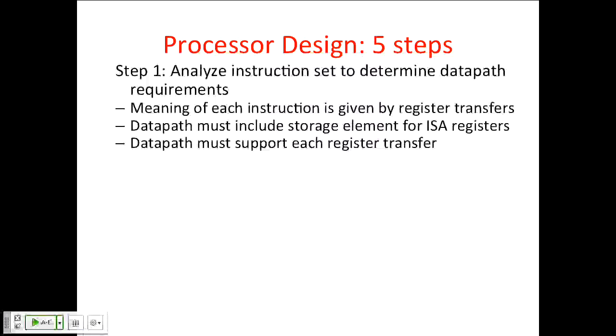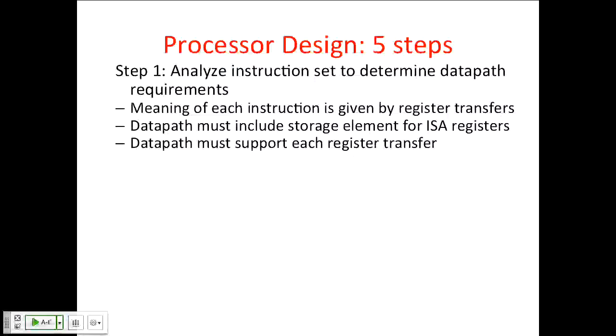So processor design. When you're building a processor, you kind of go through these steps. You look at the instruction set to figure out what hardware do I need to support this instruction set. So what's the meaning of each instruction? I want to break it down into register transfers. If your ISA says I have 3,000 registers, you're going to have to build some hardware that holds those 3,000 register values, right? In MIPS, you have 32 registers you have to worry about. You're going to need some hardware to hold those 32 register values.